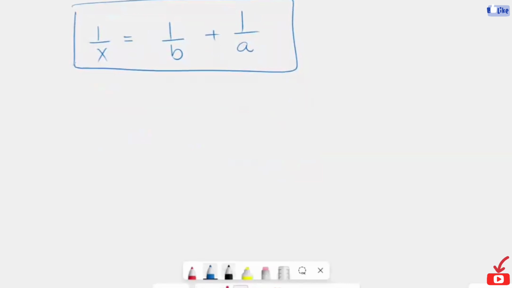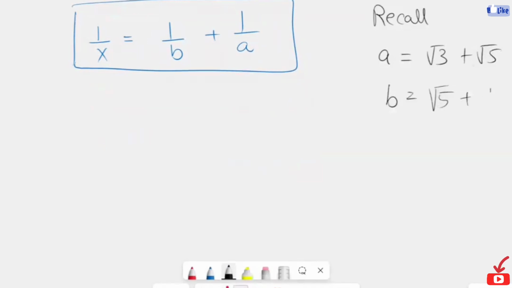Now here I am going to recall that a is equal to root 3 plus root 5 and b is equal to root 5 plus root 7. So now we are going to plug in these values in replacement of b and a.